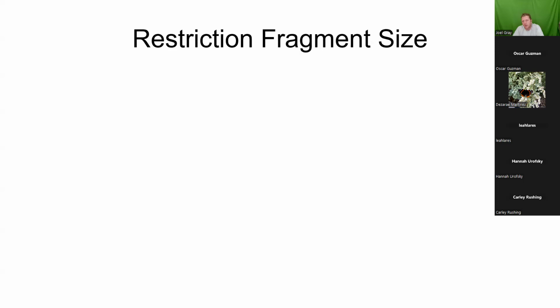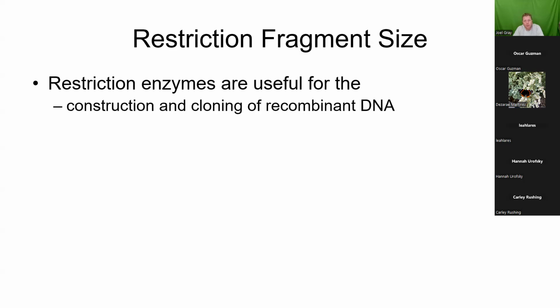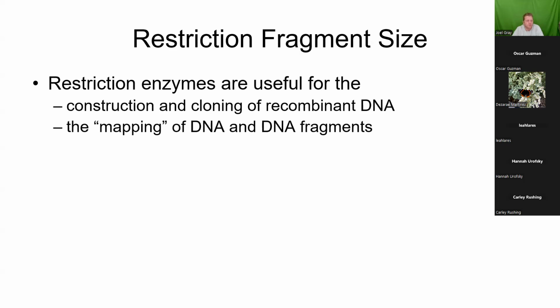Now, what this technology has been useful for, in addition to figuring out sequence, is the construction and cloning of recombinant DNA. So anytime that you manipulate a piece of DNA and overexpress a protein, purify a protein, or characterize a protein, you're having to use restriction fragments and restriction enzymes to do this. So restriction enzymes are also useful for mapping of DNA and DNA fragments.